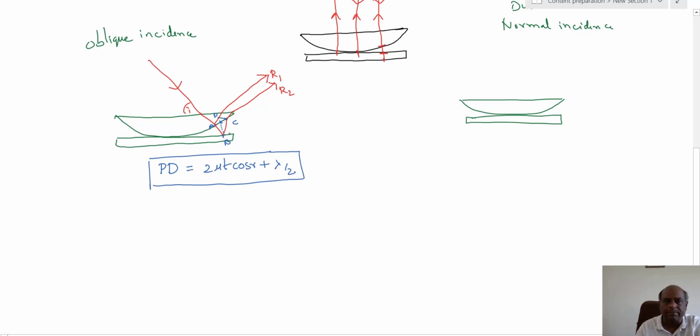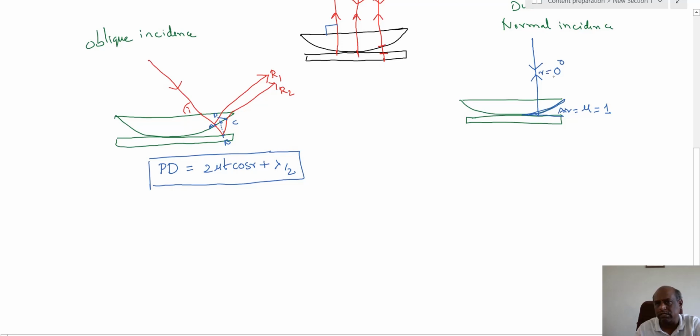The same thing takes place in the case of Newton's rings also. Path difference is equal to 2 mu t cos r plus lambda by 2. But coming to Newton's rings, light is falling normal to them, so we call it normal incidence. The same kind of phenomenon takes place here, but the angle r is 0 degrees, and the medium between the two glass plates is air, whose refractive index mu is equal to 1. So in this path difference, we are going to substitute these two conditions.